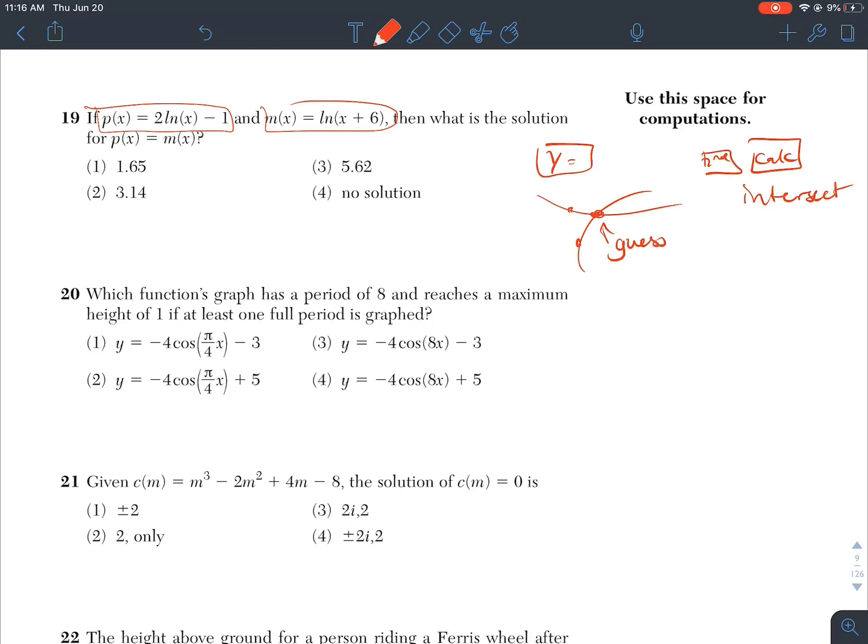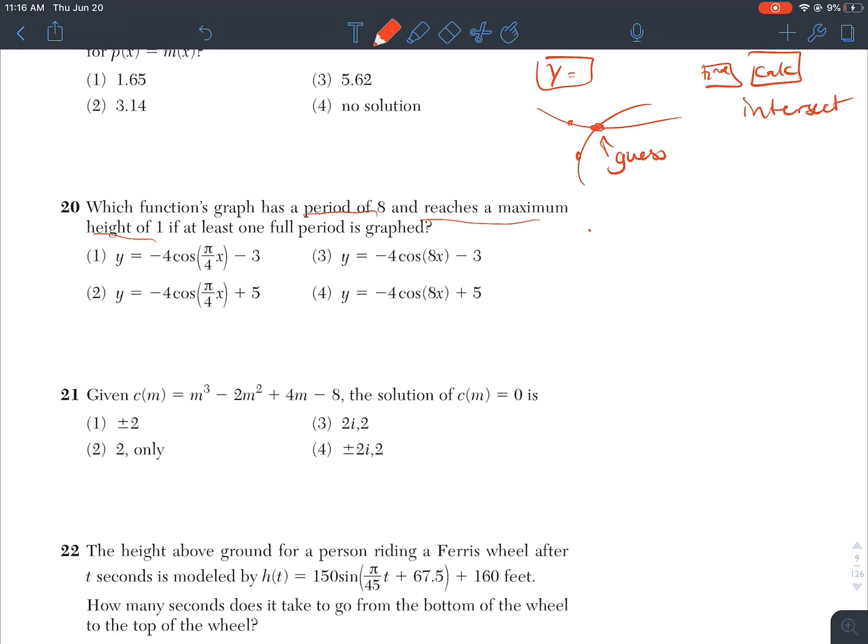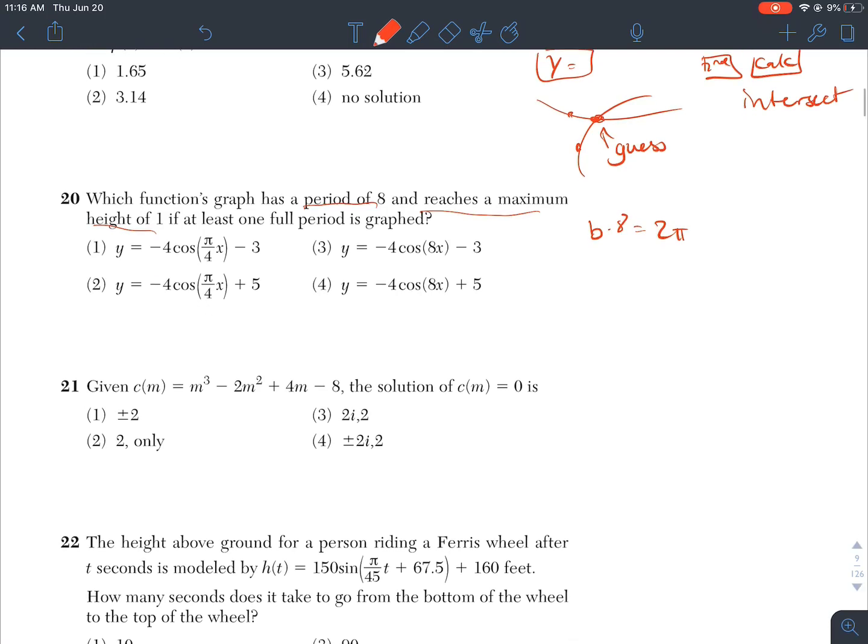Which function's graph has a period of 8 and reaches a maximum height of 1 if it is graphed at least one full period? Okay, so this one, we start off by using the period to find the b value. So when we plug in 8 for x, we want to have completed a full period. We divide by 8 on both sides, and we find that the b value is pi over 4. So these two are out.